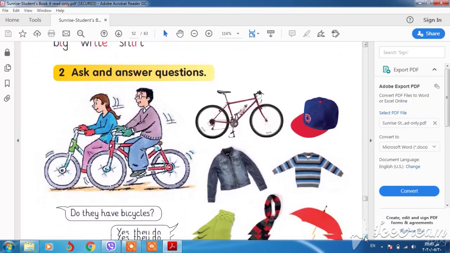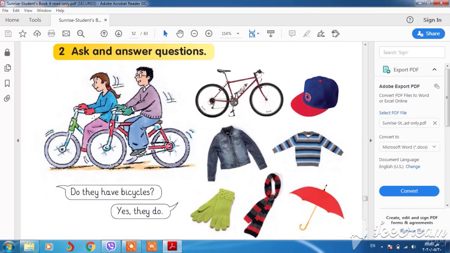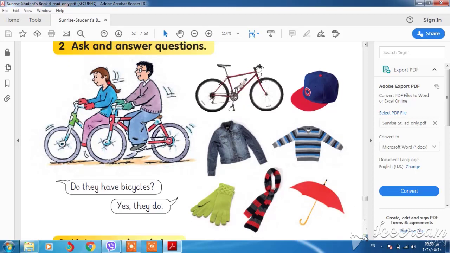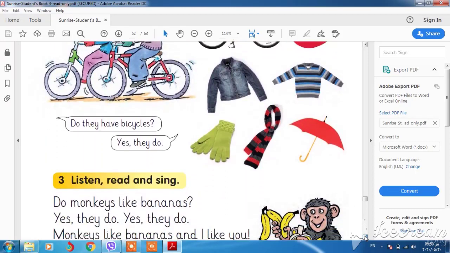Okay, ask and answer questions. We have two persons here and we have some things. Let me ask a question. Do they have bicycles? We have they. We should say do for the question. Yes, they do. Okay. Do they have gloves? Yes, they do. You can make many sentences for this picture.